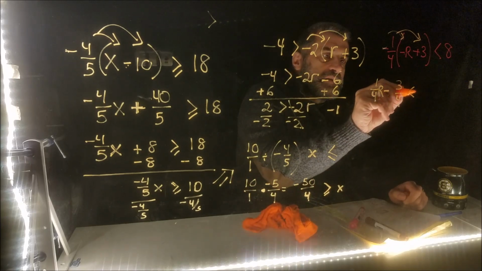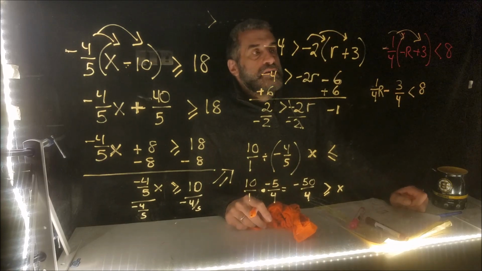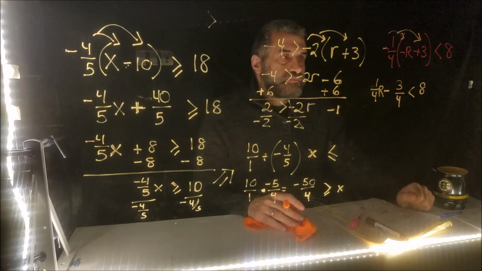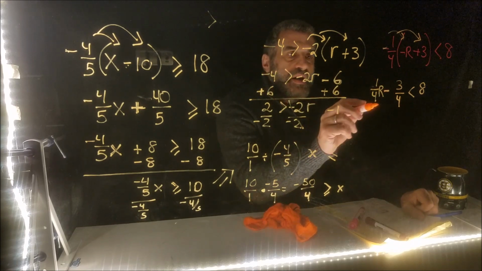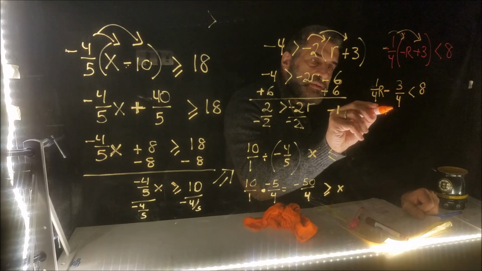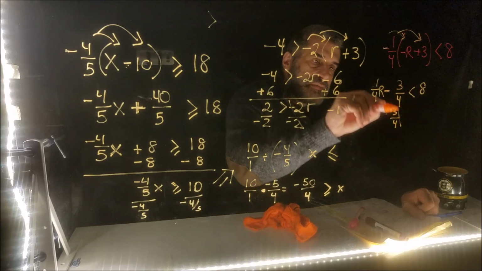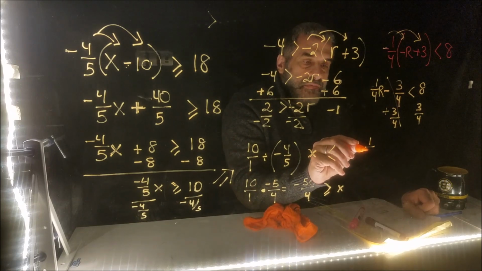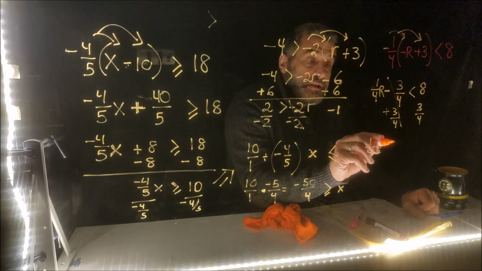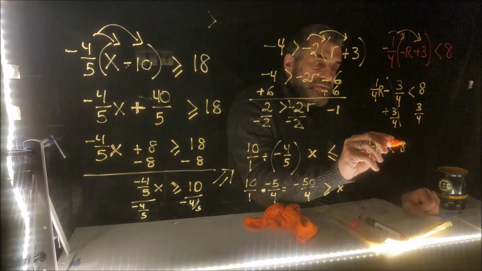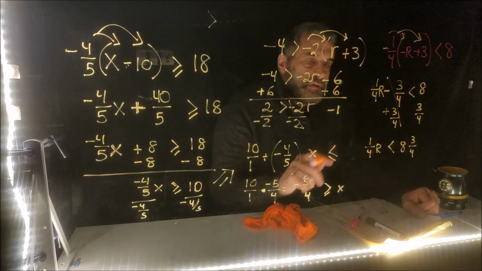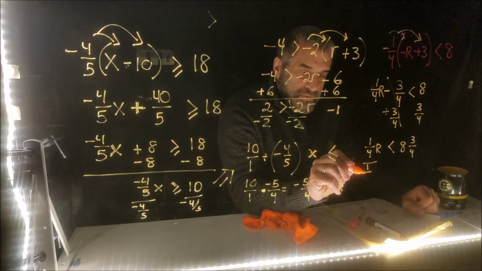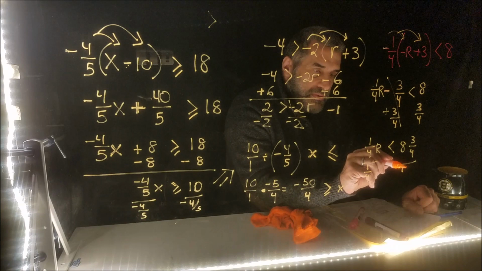And then we're saying it's less than 8. So it's very easy to make these mistakes. You always want to double check. Don't rush. Now we want the r by itself, but this negative 3/4 is in the way, so I'm going to add 3/4 on both sides. We're going to have 1/4 r is going to be less than 8 3/4. And now we have to divide out the 1/4 on both sides.